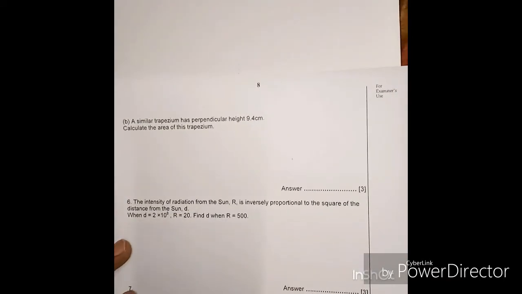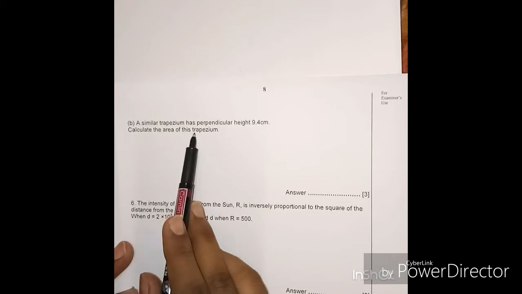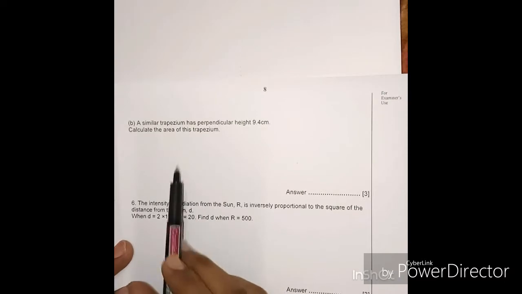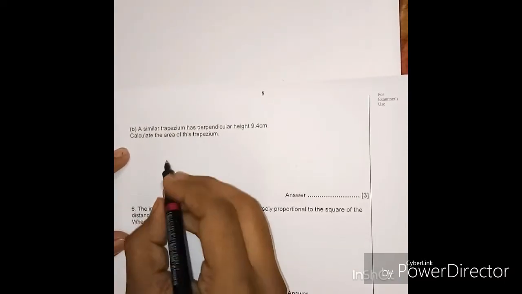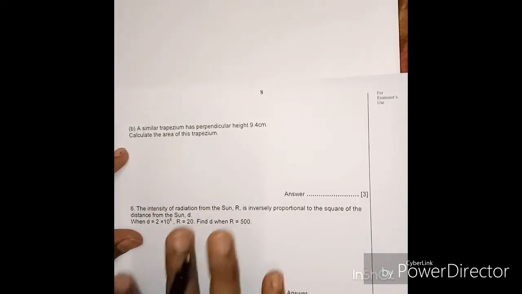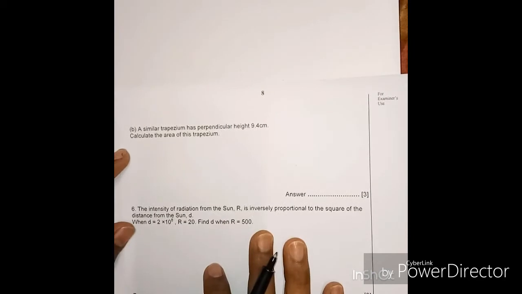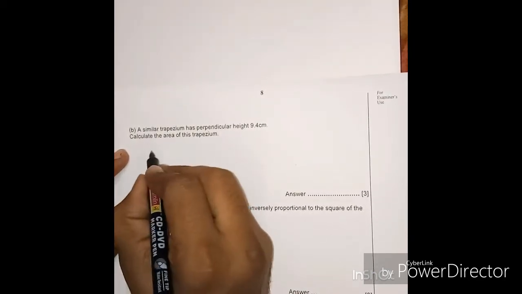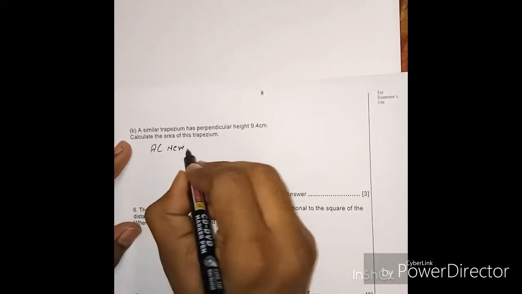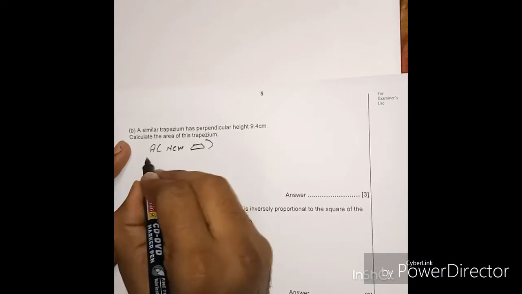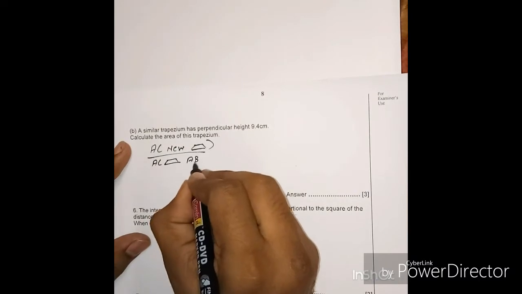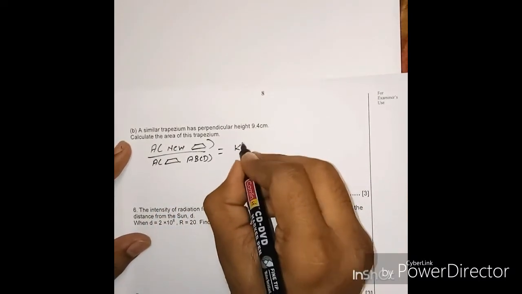Now the next part of the same question is asked, a similar trapezium has perpendicular height 9.4 centimeter. Calculate the area of this trapezium. Okay, the first thing, as I know that the area of new trapezium upon area of the existing trapezium, the scale factor is always equal to k square. So it is area of say new trapezium upon area of trapezium ABCD will be equal to k square.